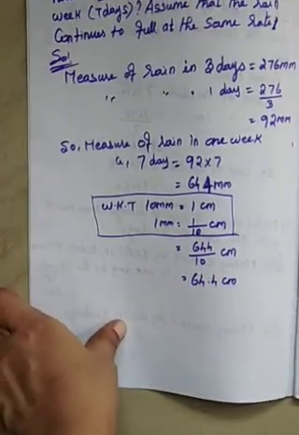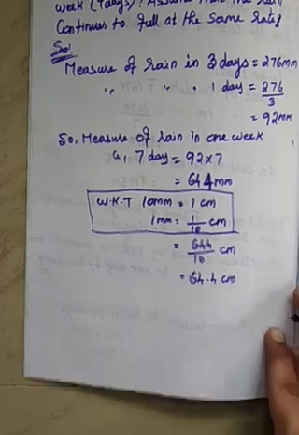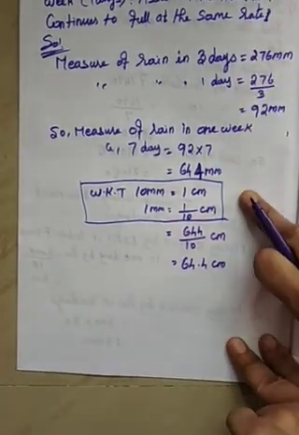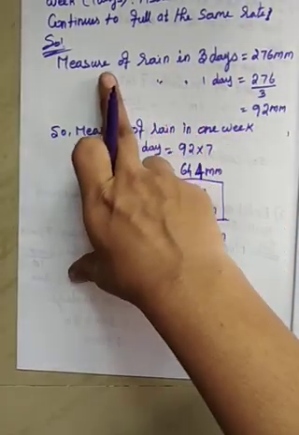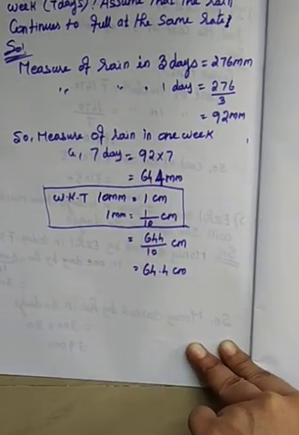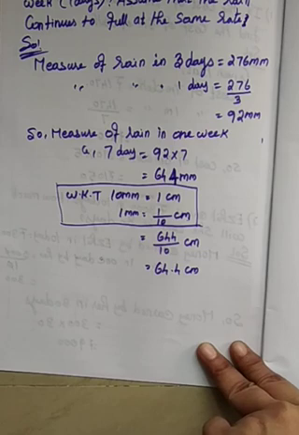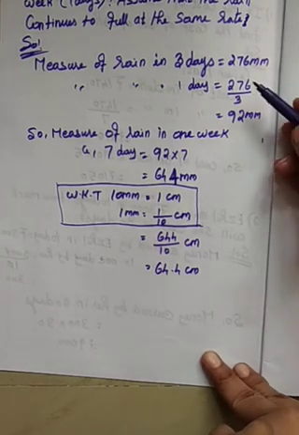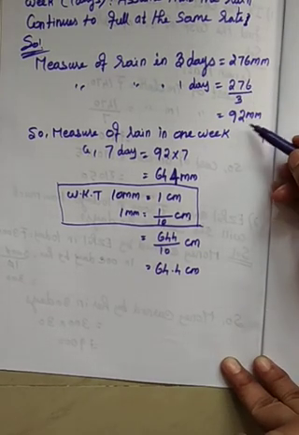Everybody clear? See here, what is the question? As usual, the same procedure you have to find. The given condition is measure of rain in 3 days is 276 millimeter. So first you have to find what is the measure of rain in 1 day. So calculating in that one, you will get 92 millimeter.